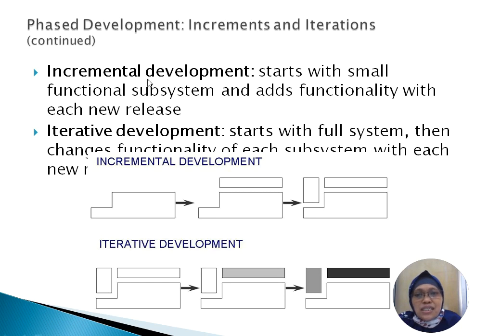This is the difference between incremental development and iterative development. Incremental is about improving the system one by one, but iterative is about revising it with a new one, where the algorithm or system already exists in our software.